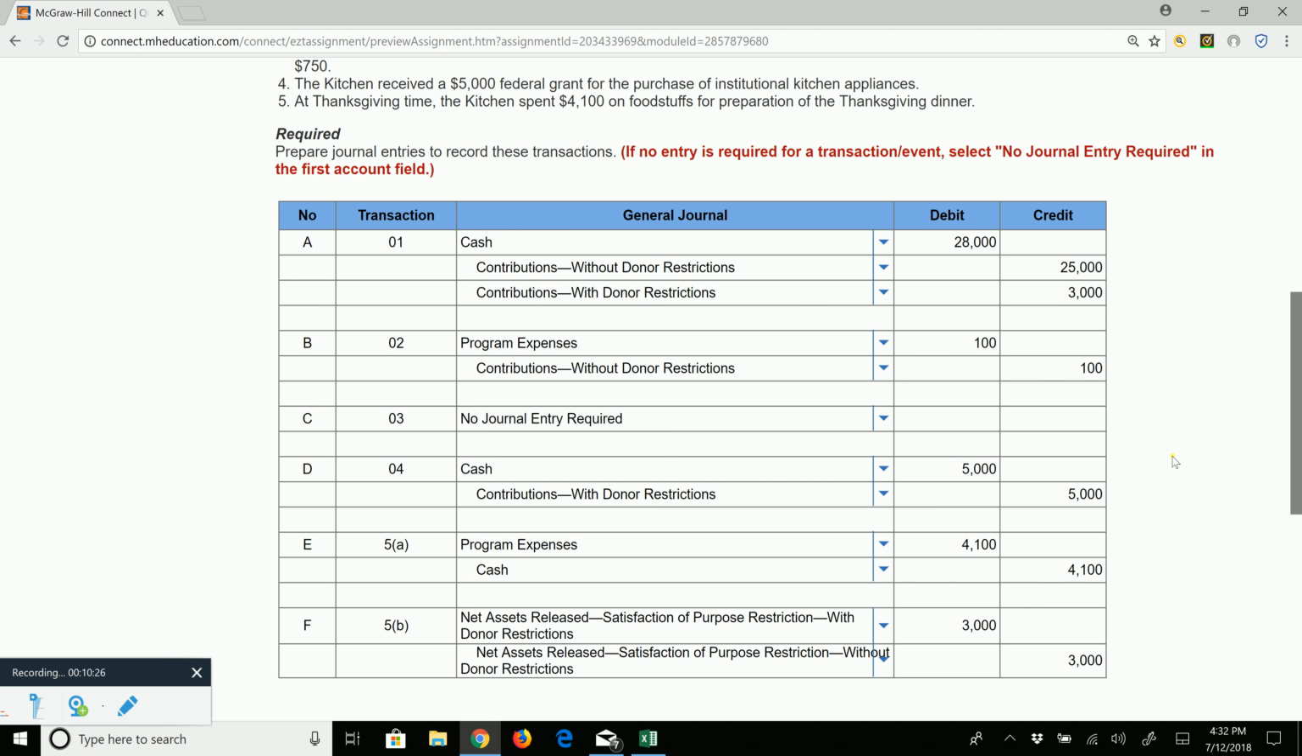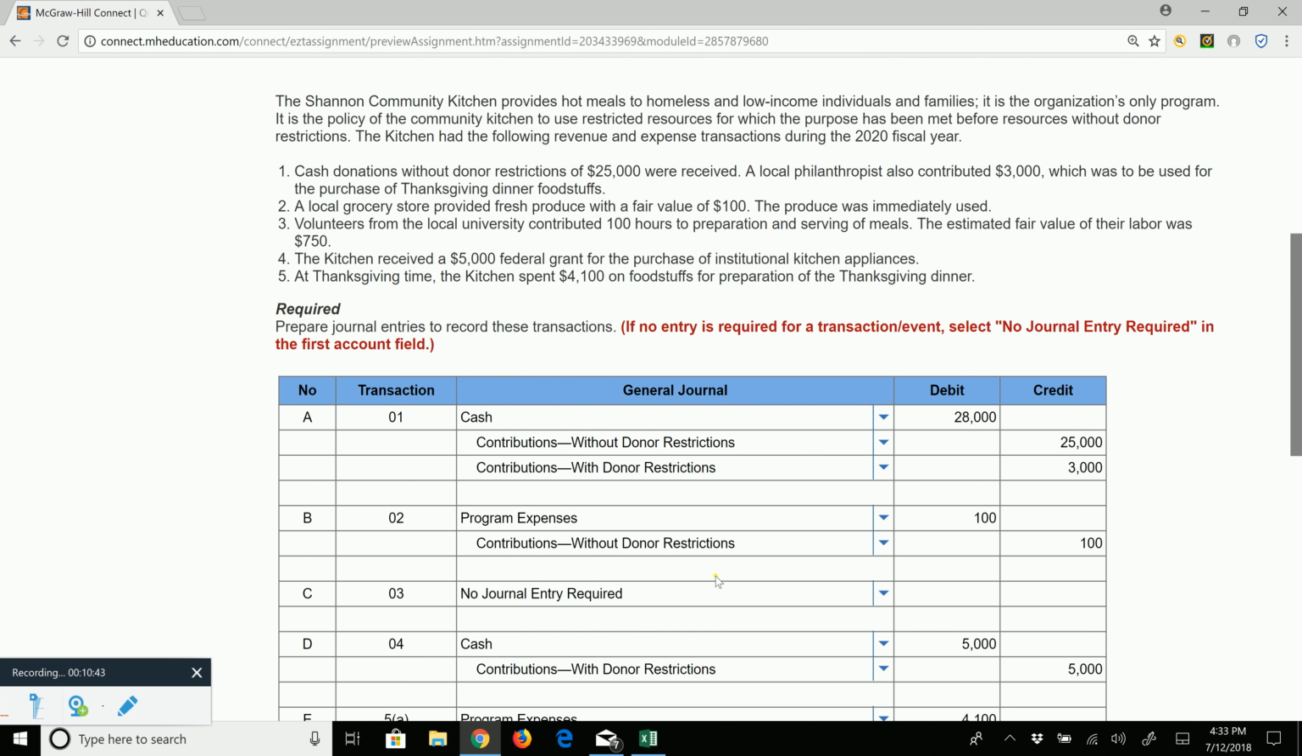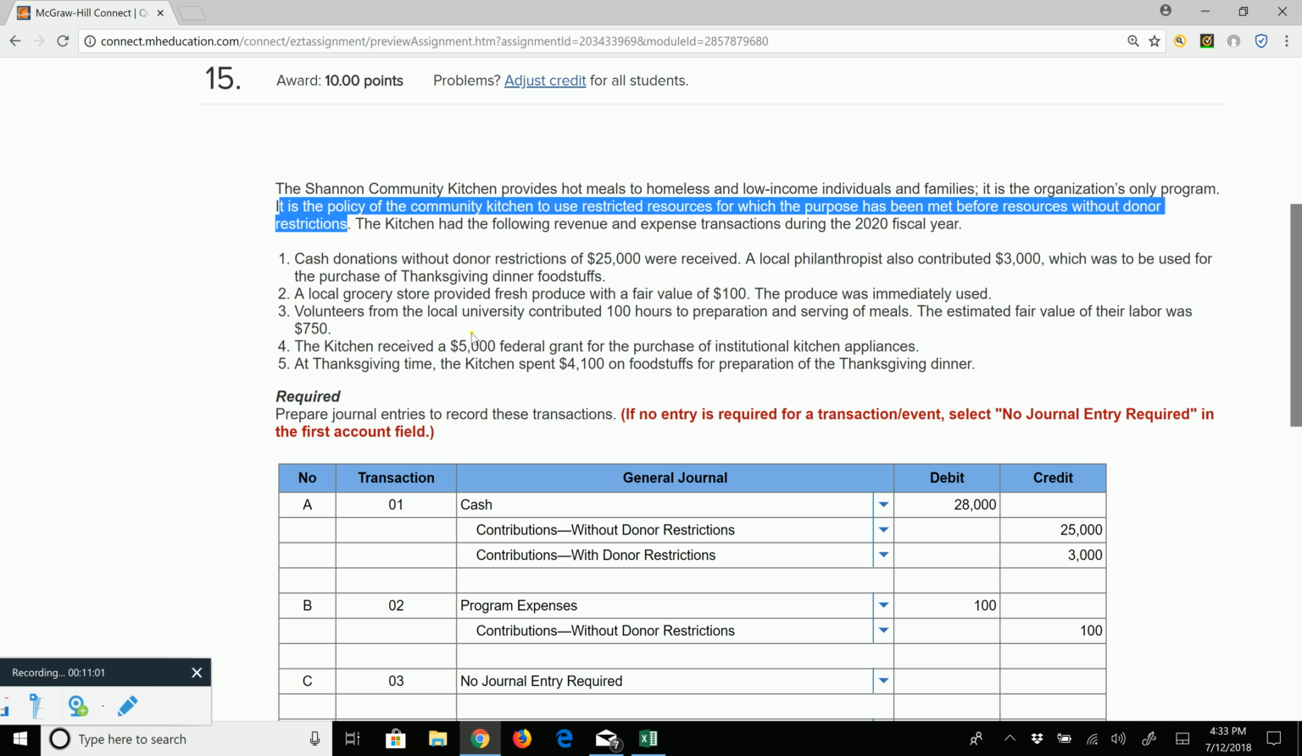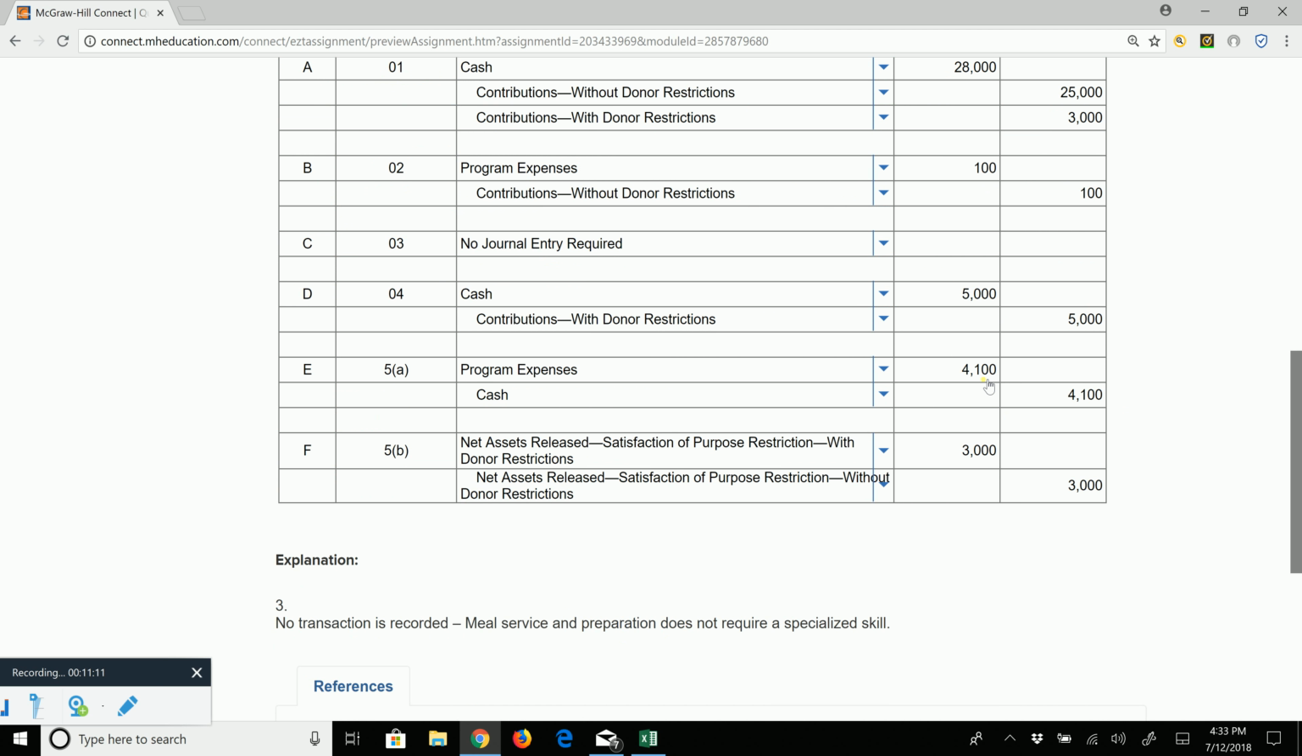And last but not least, number 5. At Thanksgiving time, the kitchen spent $4,100 on foodstuffs for preparation of the Thanksgiving dinner. Well, the first thing we're going to do is record an expense, debit the expense, credit cash. But we also have to remember, way back up in number 1, the philanthropist contributed $3,000 for these dinner foodstuffs. When we read the original instructions, it says the policy of the kitchen is to use restricted resources first before unrestricted resources. So when we spend the $4,100, that means the first $3,000 comes from the restricted resources.